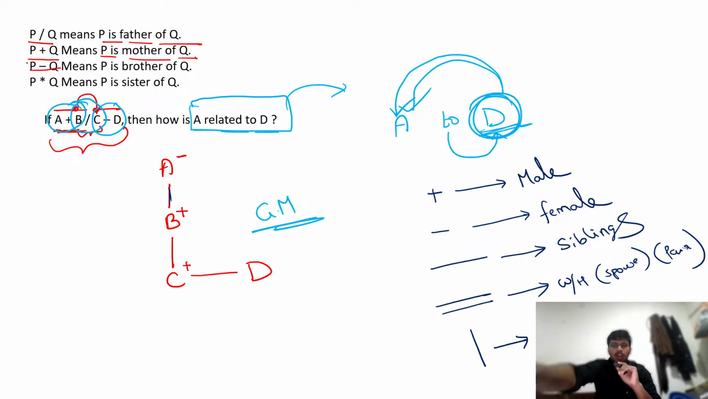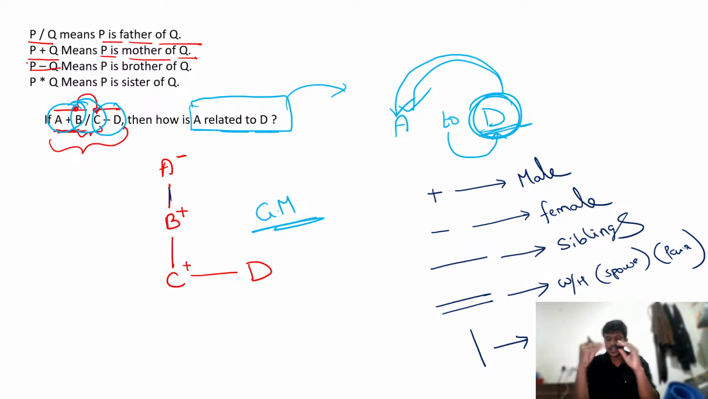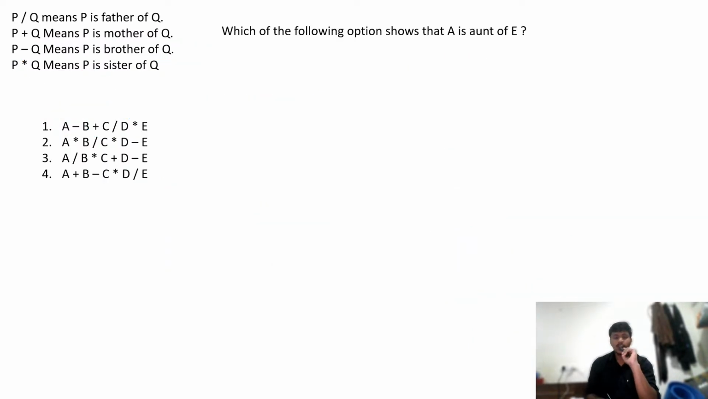In that next model, he will give you the answer. Look at here, you can check. He is giving you four options, I mean, he is giving you the meaning of the symbols. Then he is asking, which of the following options shows that A is aunt of E?